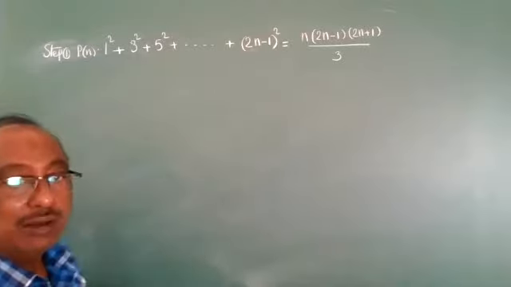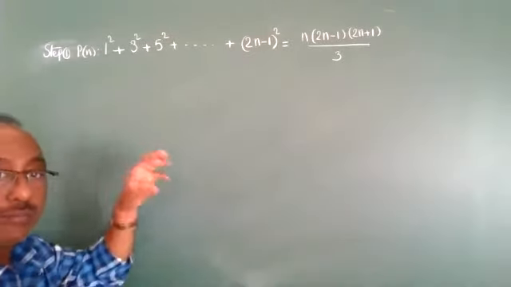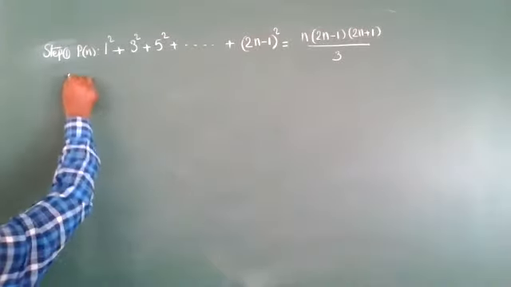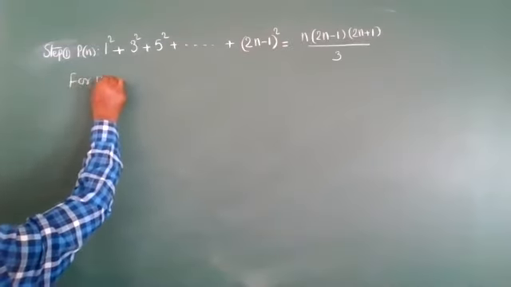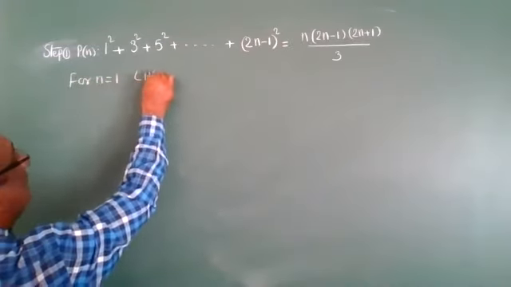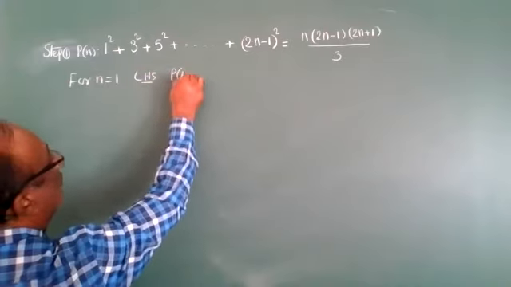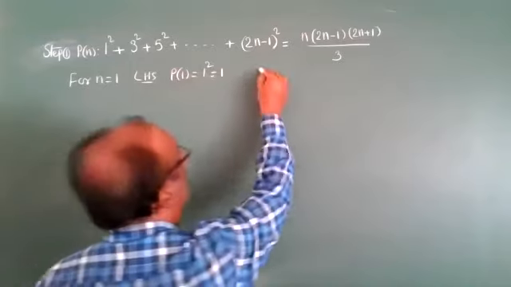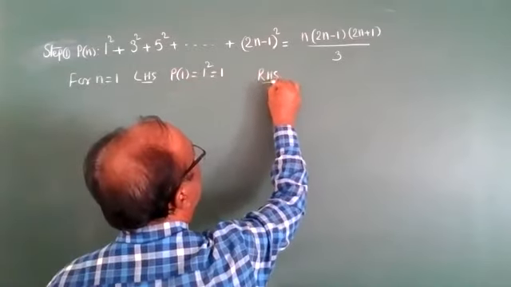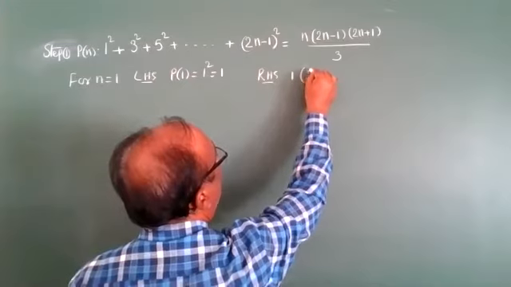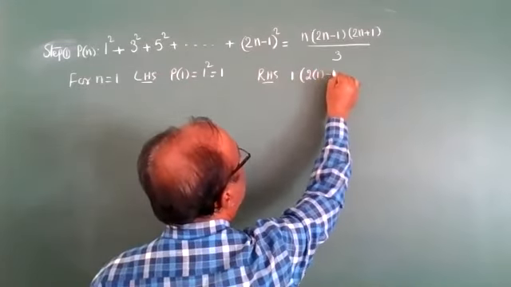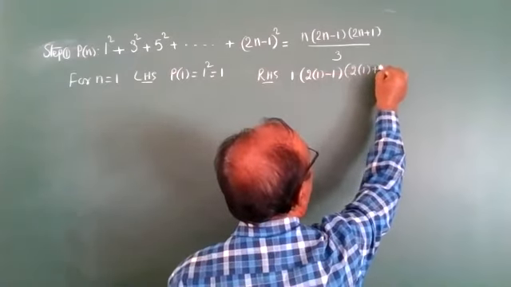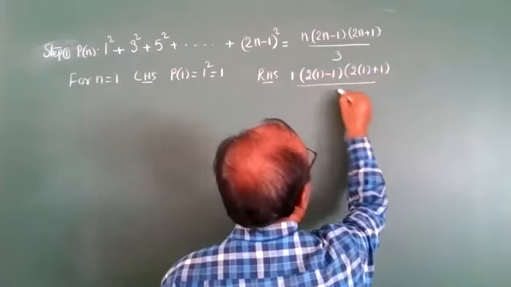Okay? Principle of n numbers. Sum of the principle of n numbers means sum of the n numbers. Right. N is equal to 1. Left hand side is principle of one number, 1 square, its value is 1. Right hand side is n placed as 1, 2 into 1 minus 1. Next, 2 times n placed as 1, plus 1 upon 3.